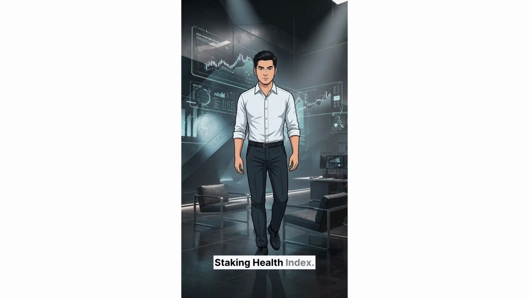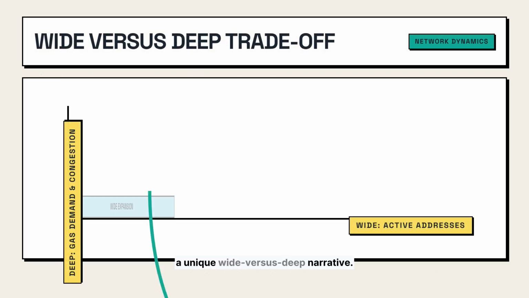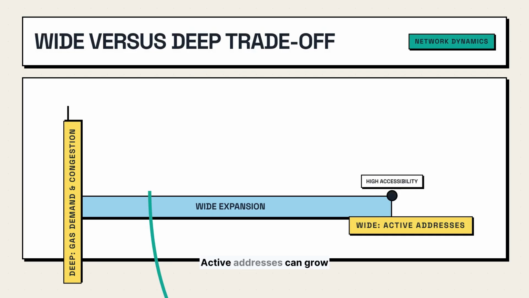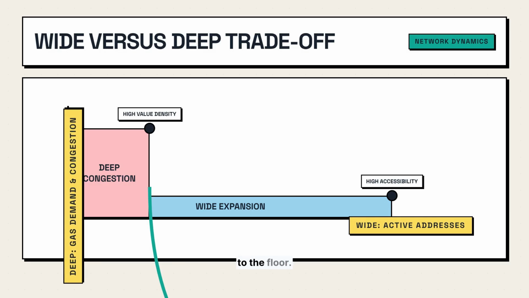staking health index. The Ethereum analysis revealed a unique wide versus deep narrative. Active addresses can grow enormously, creating a larger potential ceiling, while low gas demand can keep the market price closer to the floor. The network may be growing wide before it becomes deeply congested.